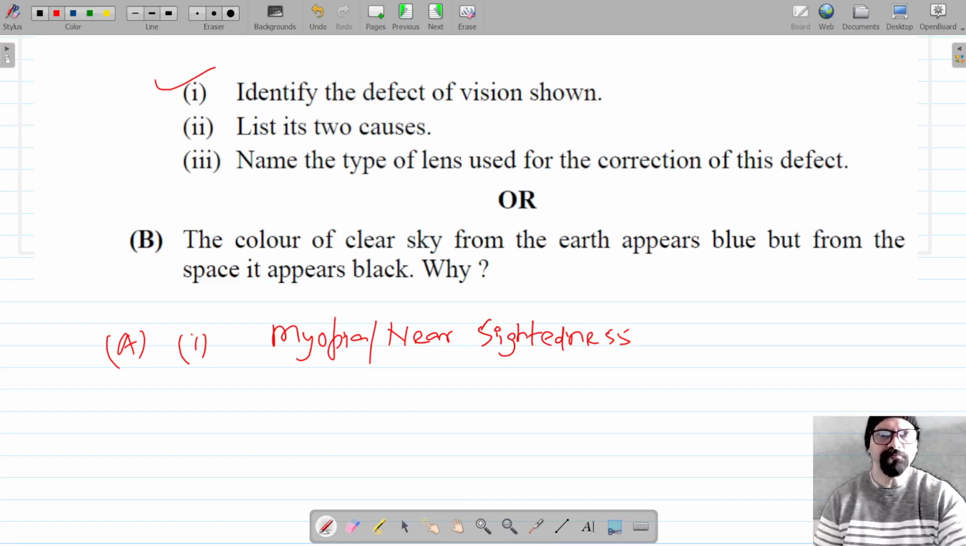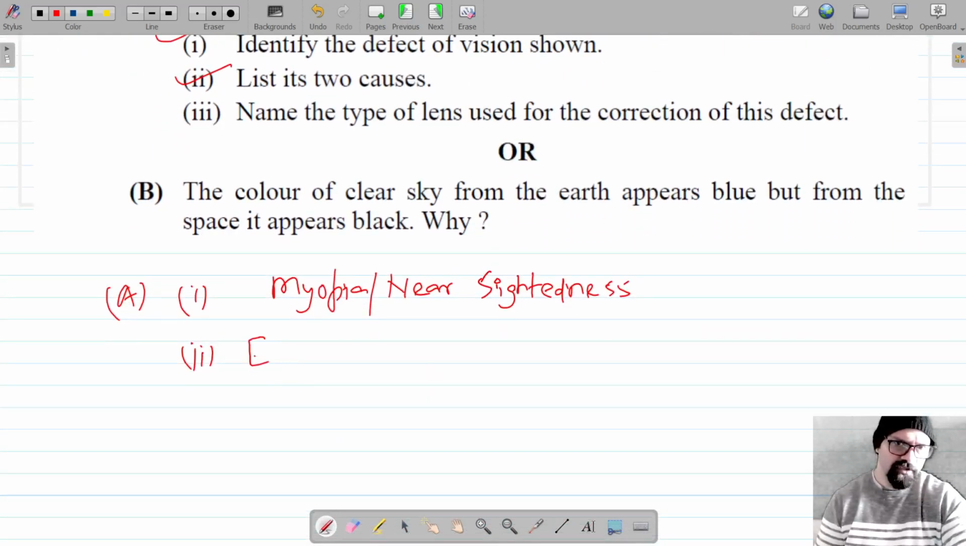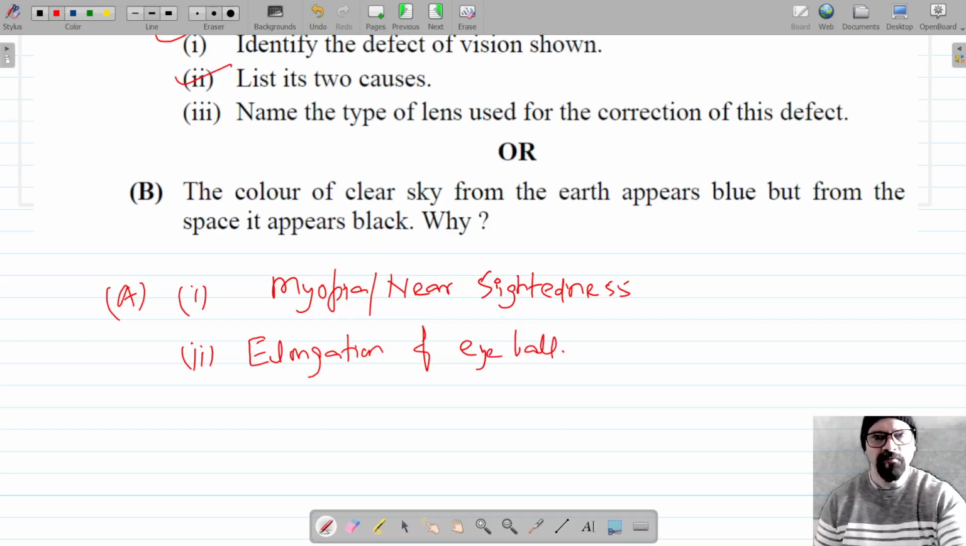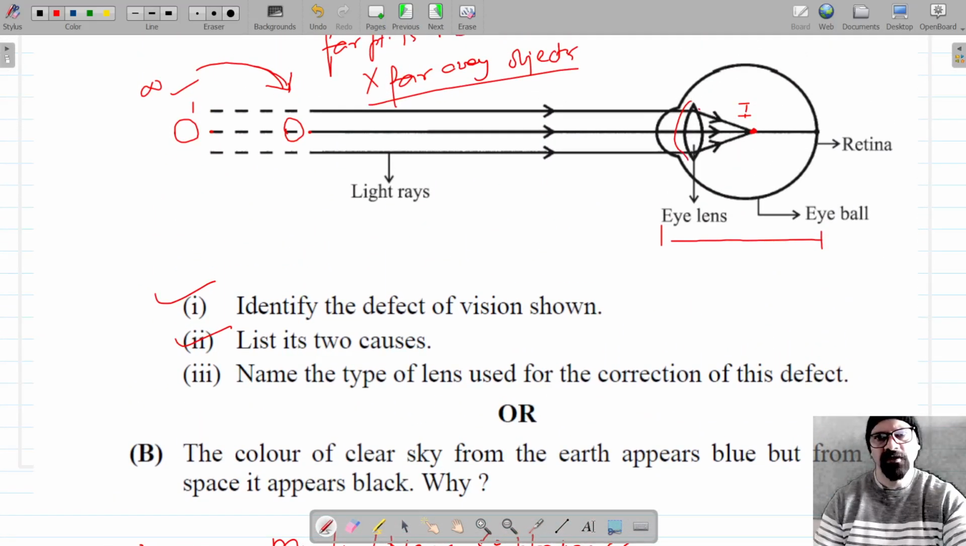Okay. Now, the next question: we have to list two causes for this. Two causes can be that the eyeball is too long, so that could be the reason, the elongation of the eyeball. That's why the image is forming in front of the retina. Or maybe the curvature of the eye lens is excessive. This is the eye lens, and its curvature is excessive, like this.